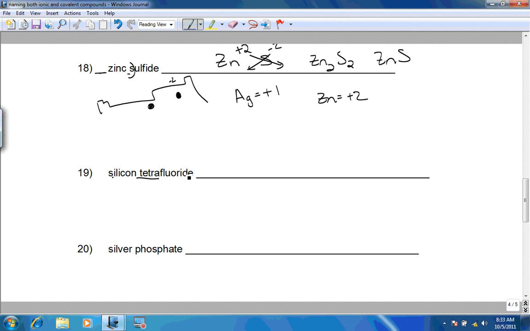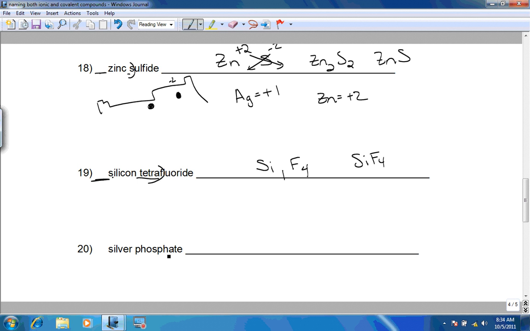Silicon tetrafluoride. Tetra means that we do not care about the charges this time. So silicon and fluorine. There is no prefix in front of silicon, so that means that there's only one. And tetra means that there's 4 fluorines. So it's SiF4.